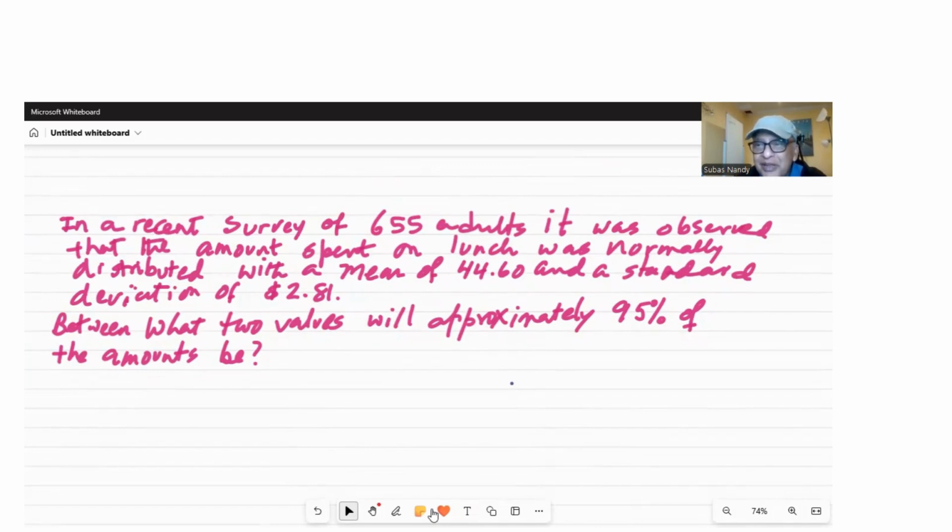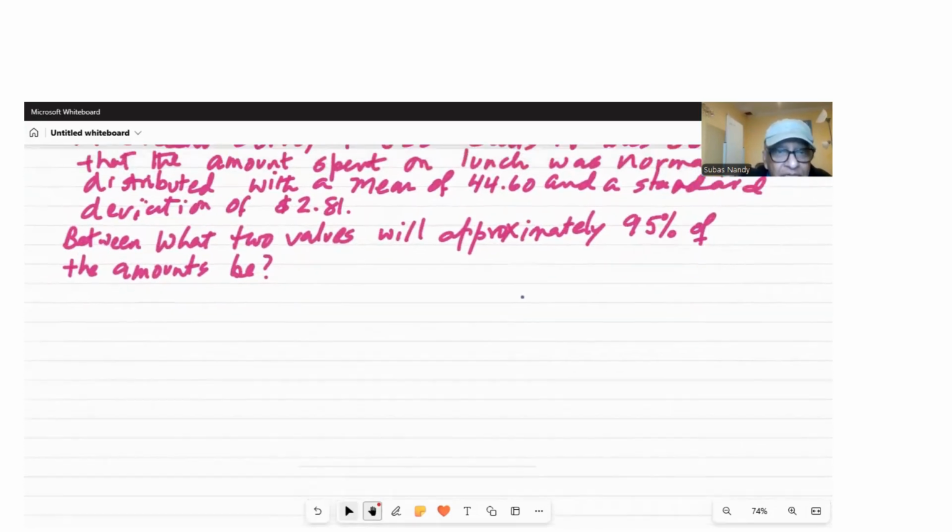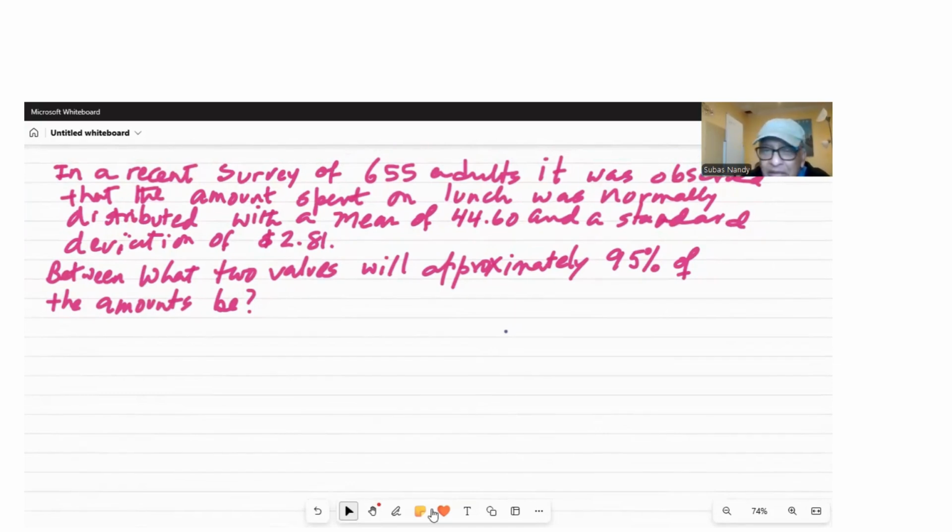Now, if you remember in the last video, I talked about the empirical rule, which is the observed rule for bell-shaped distributions, which is basically a normal distribution. The empirical rule means an observed rule, which was observed only after observing countless bell-shaped probability distributions. So, let's draw the probability distribution of the amount spent on lunch.